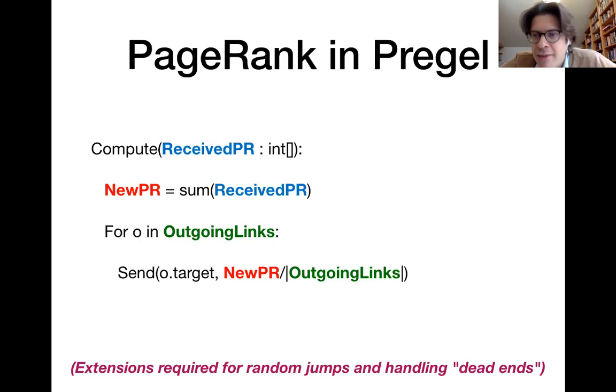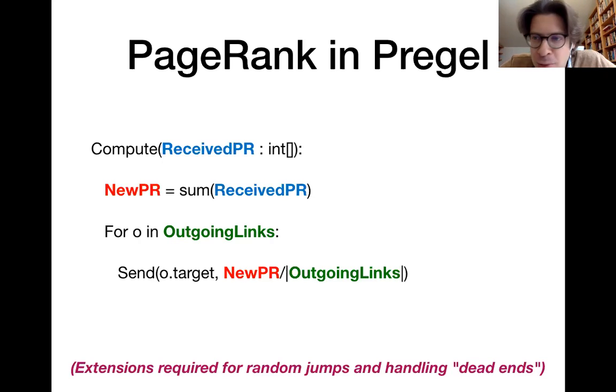And in the next iteration, those messages will be received by the target nodes, and they will calculate the new PageRank values based on that. So this code is a little bit simplified because we don't explicitly consider random jumps or how we handle dead ends, meaning websites from which we have no outgoing links, but this is the principle.